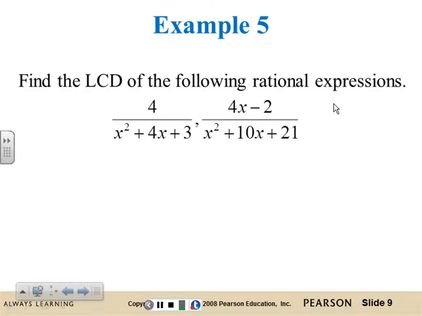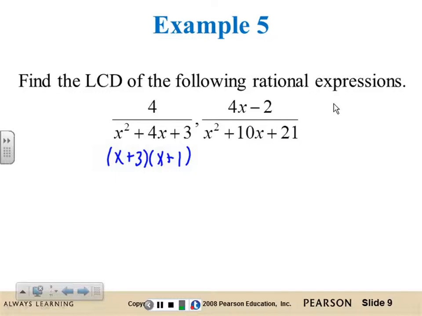Alright, let's try this one. Find the least common denominator. So what we need to do is we need to factor each one of these. So I'm going to have on the left hand side, x squared plus 4x plus 3. So trinomial where your leading coefficient's 1, so we're just going to open up two sets of parentheses, put a plus and a plus because the signs are going to be the same. Split your x squared and think, what can I multiply together to get 3, but add together to get 4? You don't have much option. It's going to be 3 and 1.